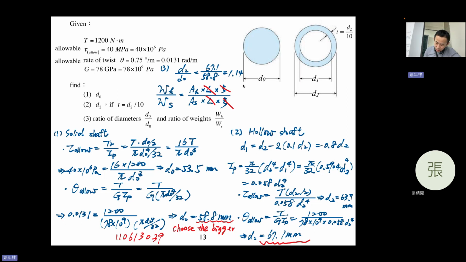And the answer will be 0.47. Wow. So although your diameter is 1.14 times greater, you save more than 50% of the materials, and it will be cheaper as well. Okay, so now you know how it saves money and the weight of the material. Okay, so that's it. I guess it's all for today.